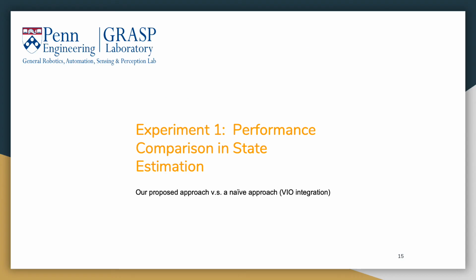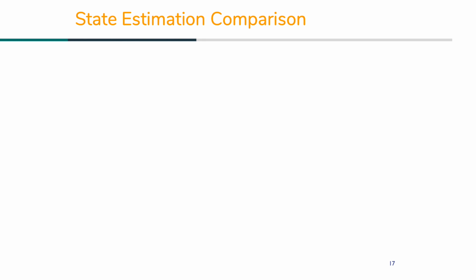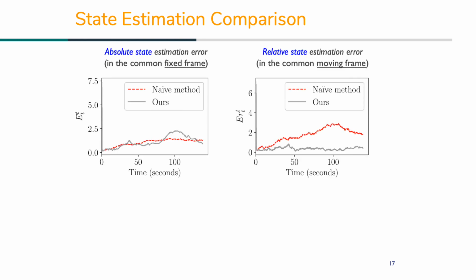The first one is to compare the performance in state estimation between our approach and the naive one, which is basically the integration of VIO. We set up a simulation with 6 robots whose measurement model noises are derived from the real-world data. We then use the ground truth poses to drive the robots around and report the errors between the estimate and the ground truth in both approaches. We quantitatively evaluate the performance of state estimation in two ways.